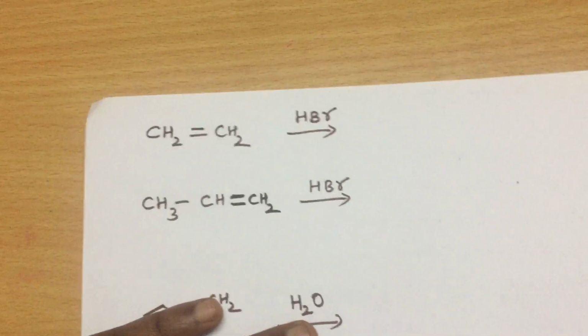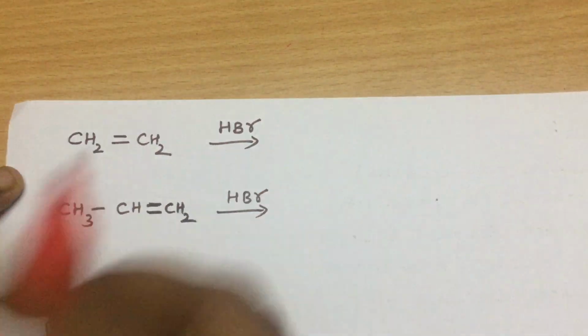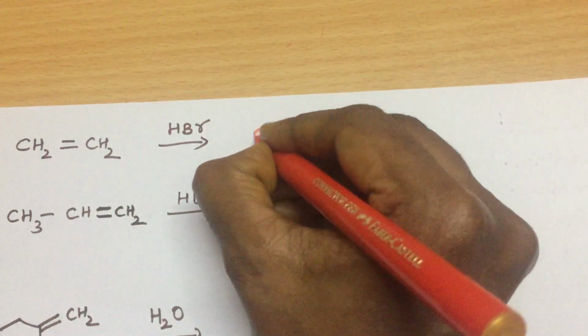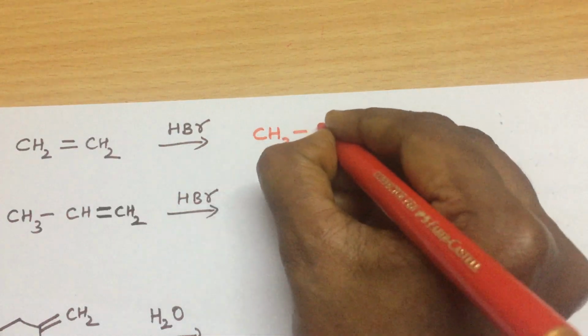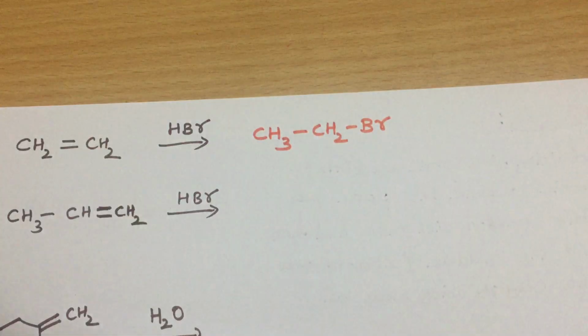Let's imagine you have taken a simple carbon-carbon double bond. This is totally symmetrical and you are going to add HBr. So here what product? You will get only one product, isn't it? Because it is totally symmetrical. Here nothing problem.